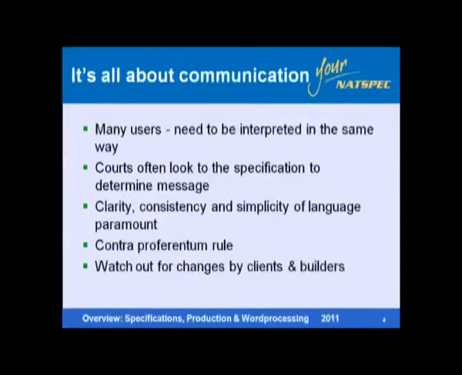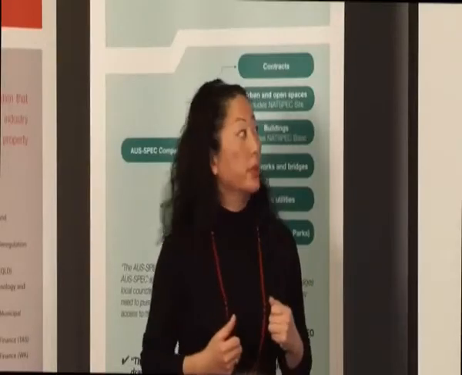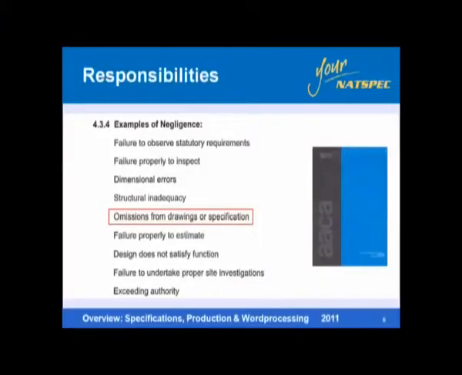The contra proferentem rule is basically saying that if you write ambiguity into your documents, you're going to be held responsible for that ambiguity. And you want to watch out for changes by your clients and your builders. This is just a clause out of the architect's registration documents, and it's examples of negligence on the part of an architect. We're just showing here omissions from the drawings or the specifications.